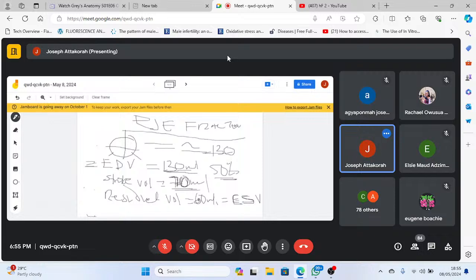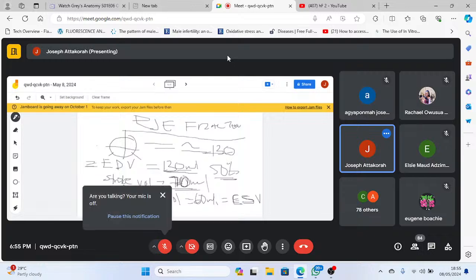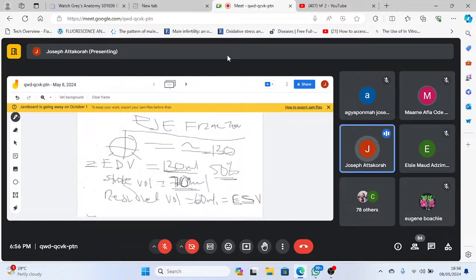Please, is it clear up to this point? Yes, sir. And therefore, for healthy hearts, I'll be talking about the ejection fraction. Ejection fraction should be 50% and above for healthy hearts.